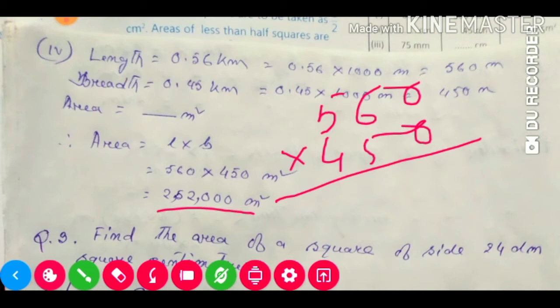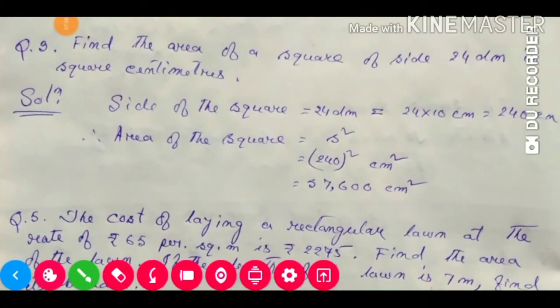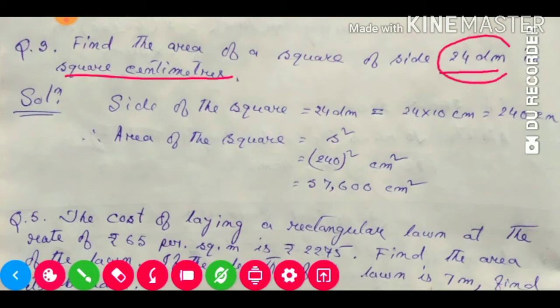Now we start our next question, number 3. Question number 3, find the area of a square. We need to find the area of a square of side 24 decimeter in square centimeter. Side is given as 24 decimeter, but we need to find the area in square centimeter. That means this decimeter we need to convert to centimeter. So we know 10 centimeter is equal to 1 decimeter. That means we are going from bigger unit to smaller unit, so we need to multiply. So 24 into 10 will be 240 centimeter.